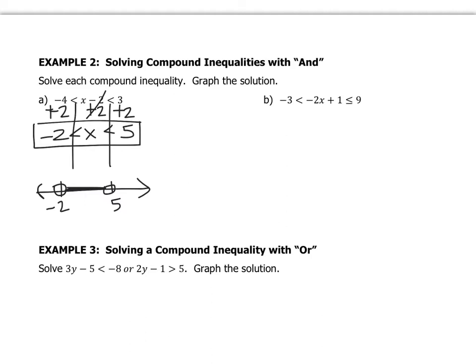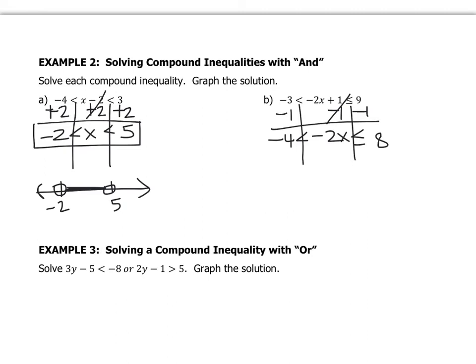Letter B, same idea. We're going to drop lines down the inequality symbols, and I'm going to do the inverses. So I'm going to subtract 1, and you have to subtract 1 everywhere. So I get negative 4 is less than negative 2x, which is less than or equal to 8.